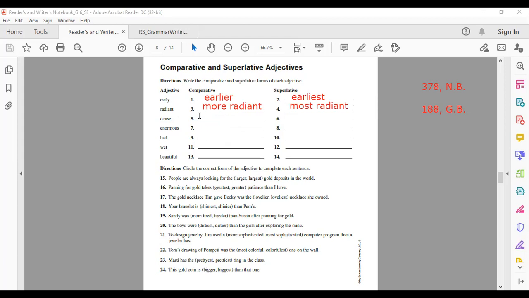Okay. Number 5, dense. Is it short or long? What do you think? It's short. So what should I add for the short to make it comparative? Denser. Excellent. And then superlative, it will become densest. Excellent. And then we have enormous. It will become more enormous, and then most enormous.